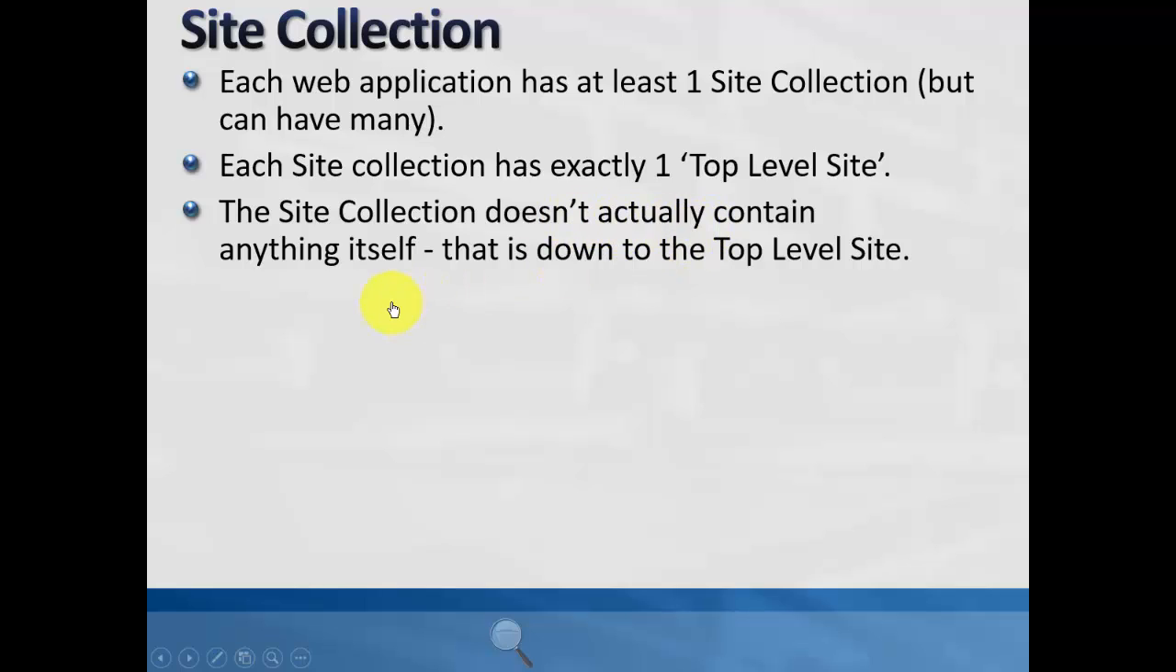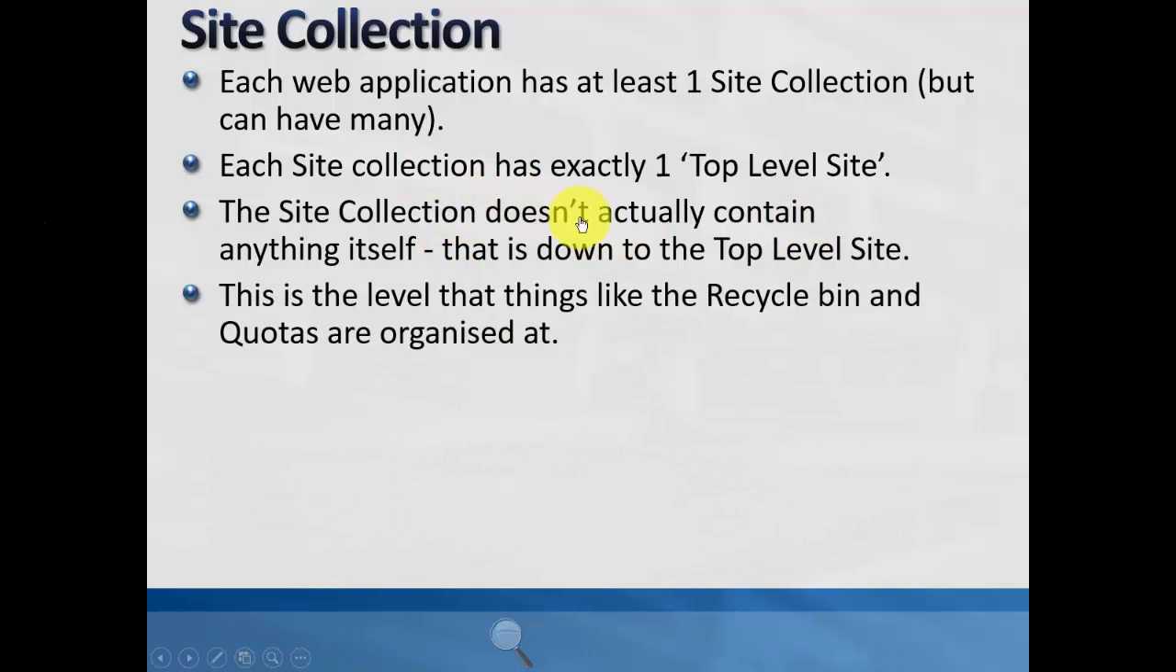Then the site collection doesn't actually contain anything itself. Site collection is just you're managing a lot of sites. That's what site collection is all about, right? So it does not contain anything itself. That is down to the top level site. So under the site collection umbrella, the top level site will be the one you're going to be configuring and putting your pictures, department pictures or company pictures, announcements and everything. So there's site collection, there's top level site. This is the level that things like the recycle bin and quotas are organized. So site collection level is where you do some management of all the future sites you're going to be creating. You may have a department-wise site, and there are 17 different departments there.